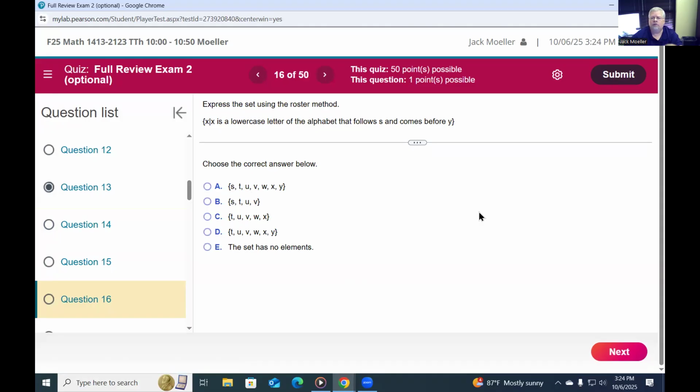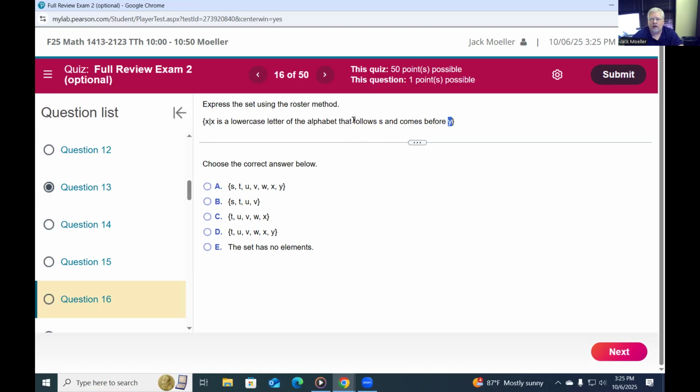All right. So here's a typical question. Express the set using roster method. Set X such that X is a lowercase letter of the alphabet that follows S and comes before Y. All right, so we talked about this multiple times. Well, I've talked about it in my in-person class a lot of times. You've encountered this on your own as you're doing the homework. The real key is, do we include the endpoints? So are S and Y going to be part of these letters?